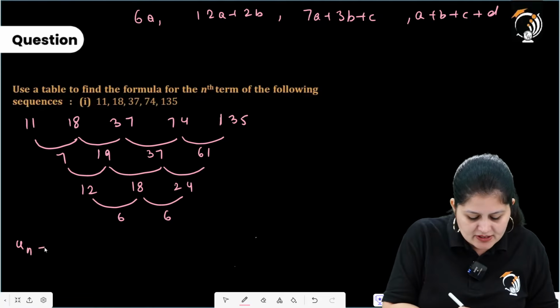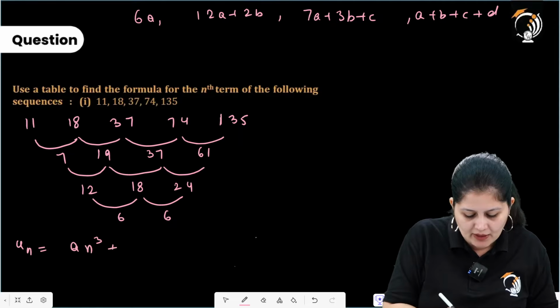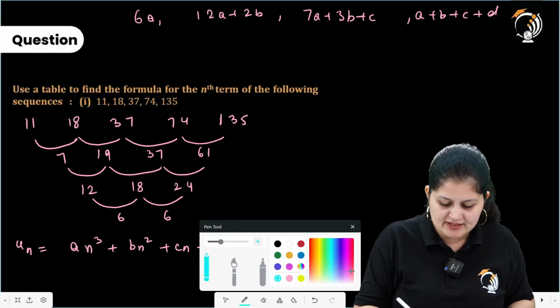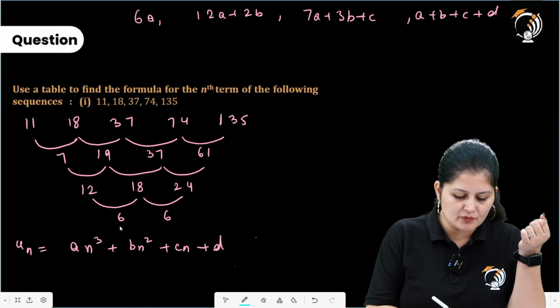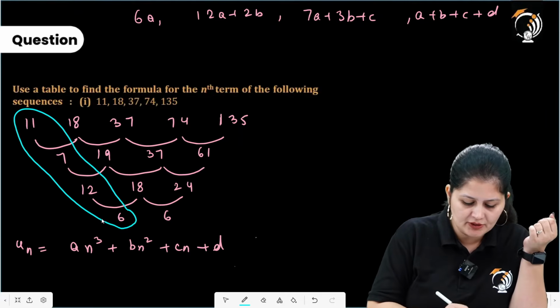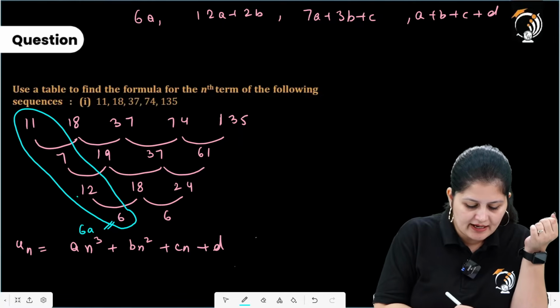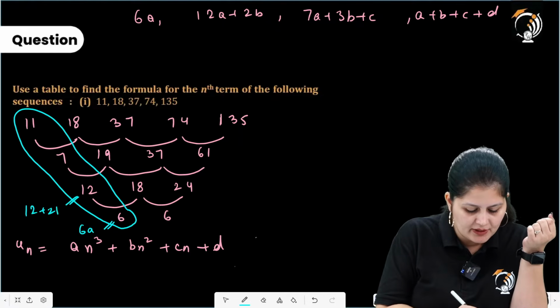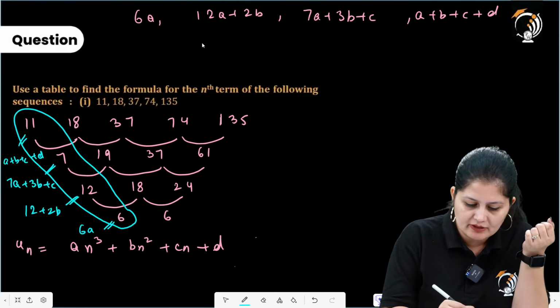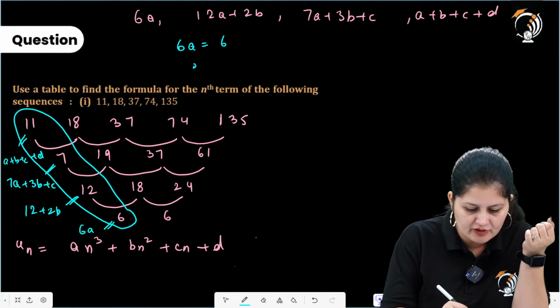So what is the general term here? It is an cube plus bn square plus cn plus d. As I mentioned on top, the first value is equal to 6a, then 12a plus 2b, then 7a plus 3b plus c, and then a plus b plus c plus d, correct? Clearly, 6a is equal to 6, so we have got a is equal to 1.